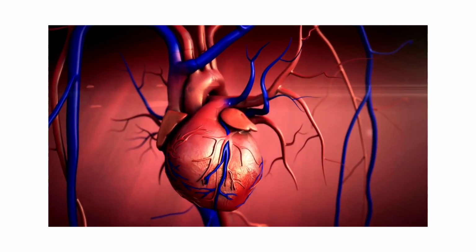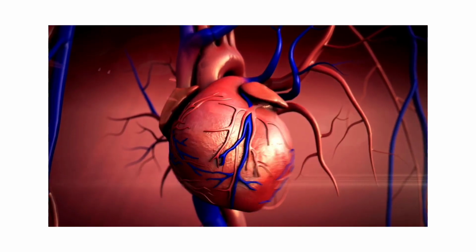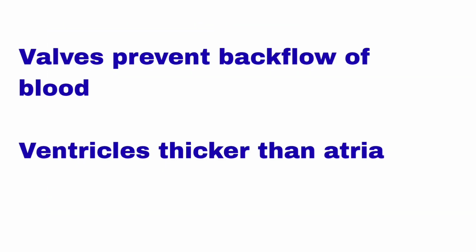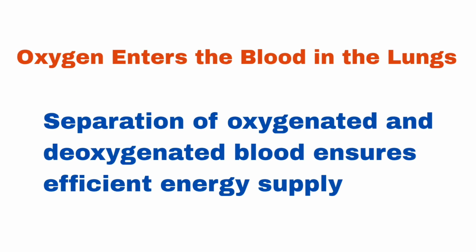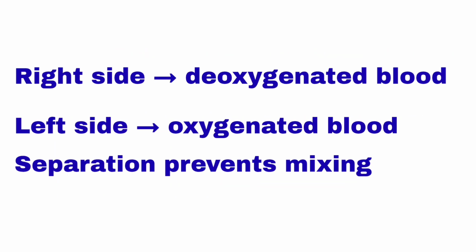To ensure smooth one-way flow, the heart has valves between chambers, and these valves prevent the blood from flowing backwards when atria or ventricles contract. And also ventricles always have thicker muscular walls than atria because they do the actual pumping. Now let us think about what happens when oxygen enters the blood in our lungs. The oxygen-rich blood must be kept separate from the oxygen-poor blood. But why? Because inside our heart, the right side of the heart deals only with deoxygenated blood while the left side handles only oxygenated blood.